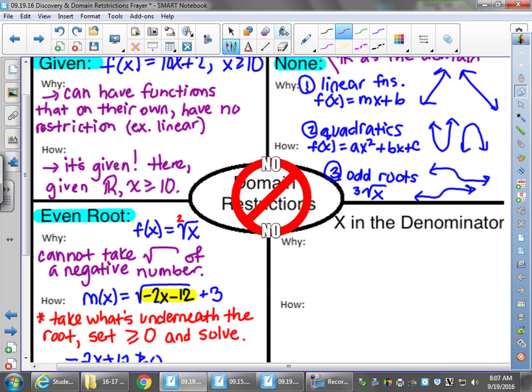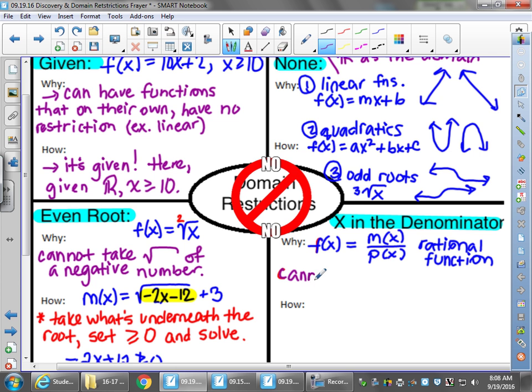Okay, one more. X in the denominator. Why do we have a restriction when x is in the denominator? Because what can we not divide by? So in general, these functions look like, you'll see in a book, it'll say this, where you have one function divided by another. Rational function. It's one of our parent functions. It's a rational function because division is involved. So the y can't divide by 0.